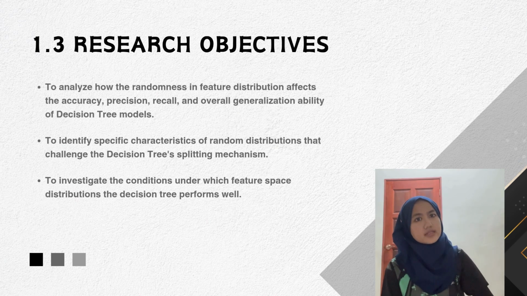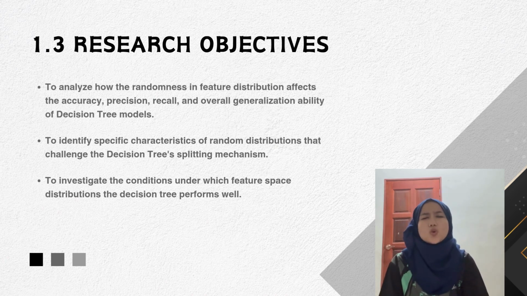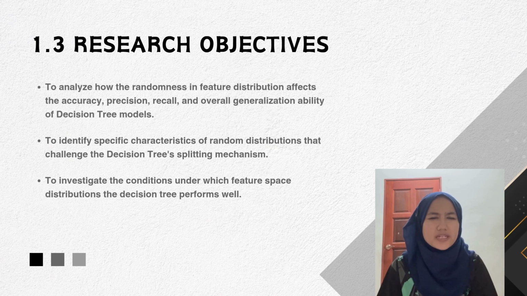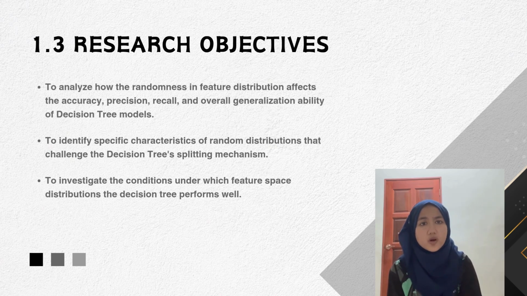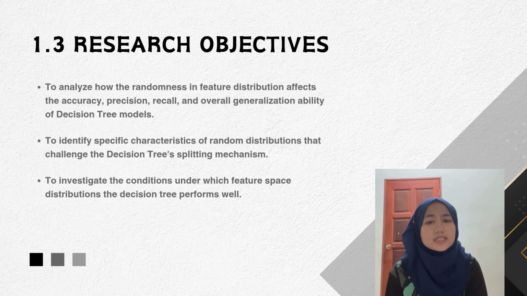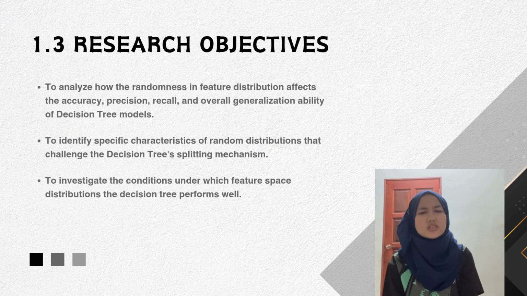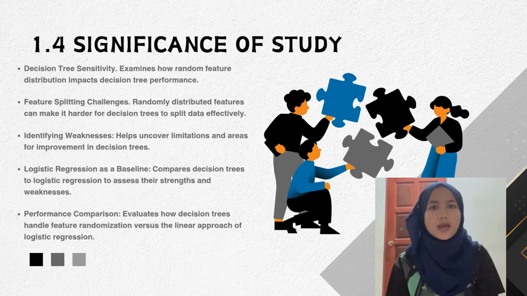We go to research objective. There are 3 research objectives that I got from this research. First, to analyze how the randomness in feature distribution affects the accuracy, precision, recall, and overall generalization ability of the decision tree model. Second, to identify specific characteristics of random distribution that challenge the decision tree splitting mechanism. Lastly, to investigate the conditions under which feature space distribution the decision tree performs well.